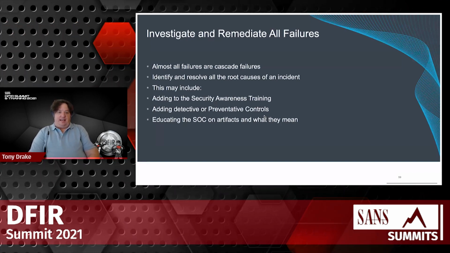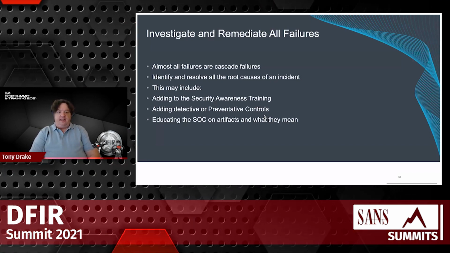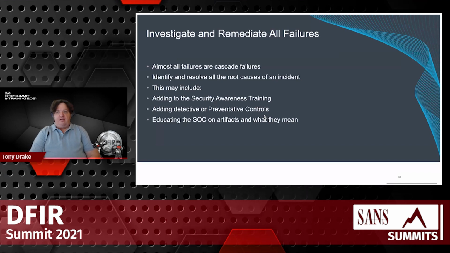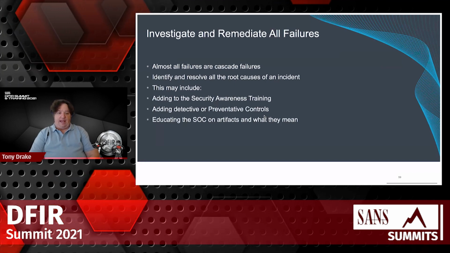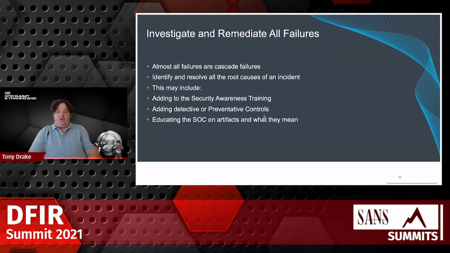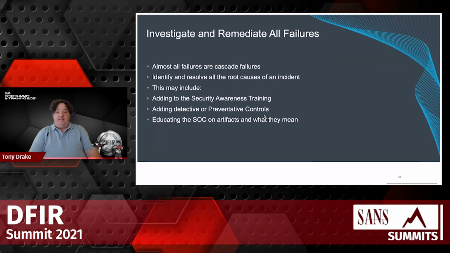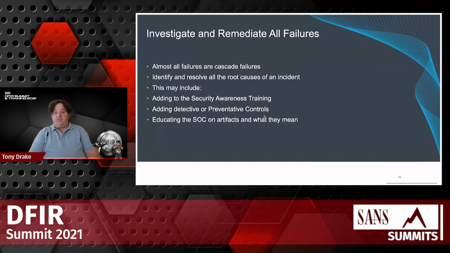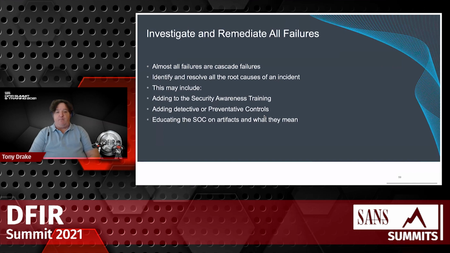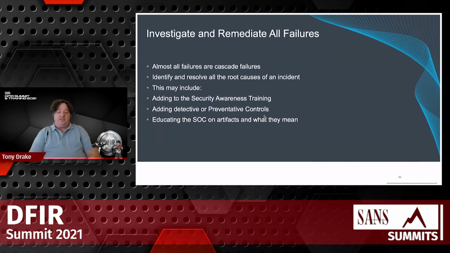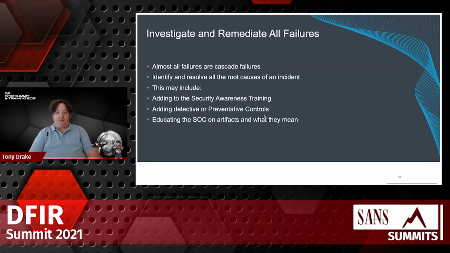Almost all failures, as I have said before, are cascade failures. There's no one cause. There is a first cause. There are multiple causes along the way, and there are multiple contributing factors along the way. We need to make sure that we address all of these factors and all of these causes. This includes adding to security awareness training. Maybe we need to take screenshots of the email that purported to be from the CEO and put it in our security awareness training social engineering module so people see actual samples instead of what we put in our training.